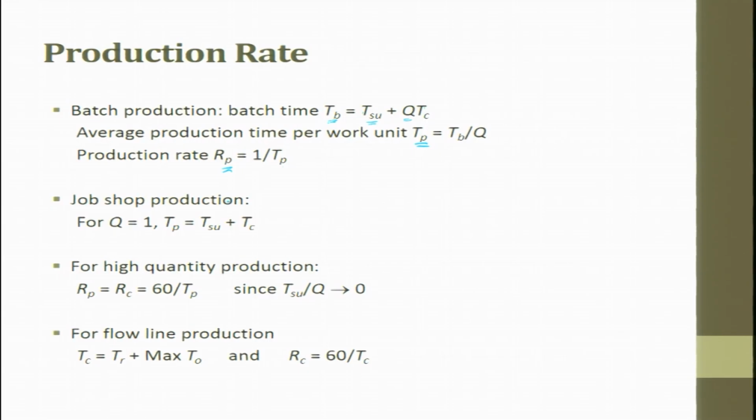When you take job shop production, Q is the quantity which is 1. So, then Tp becomes Tsu plus Tc. For a higher quantity production, Rp is nothing but Rc, 60 by Tp, since Tsu by Q tends to 0 for higher production, where the cycle time is very small. For flow line production, meaning an assembly line, Tc is equal to Tr plus To, where To is the maximum processing time and Tr is the time in which it travels. Rc is nothing but 60 divided by Tc. So, this is how we get the production rate.